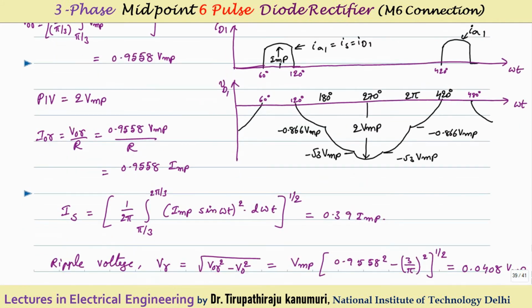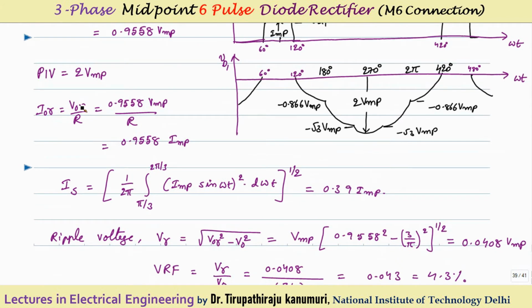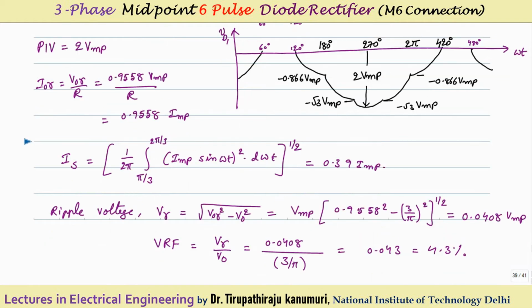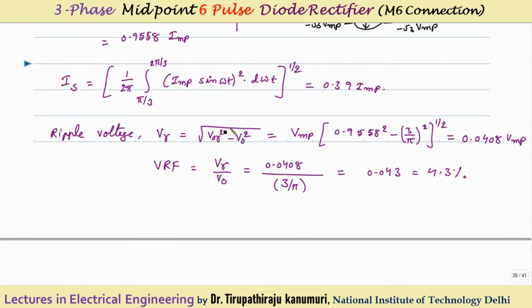Now coming to the RMS value of the output current, it will be equal to the RMS value of output voltage divided by resistance. This will be 0.9558 times Vmp divided by R, or we can say Vmp by R I am taking as Imp, so this will be 0.9558 times Imp. Now coming to the source current. I told you that out of 360 degrees, it is only conducting from 60 degrees to 120 degrees. So I have taken the integral from 60 to 120 of Imp sin omega t whole square d omega t, whole to the power of 1 by 2. If you calculate it, you will get 0.39 times Imp.